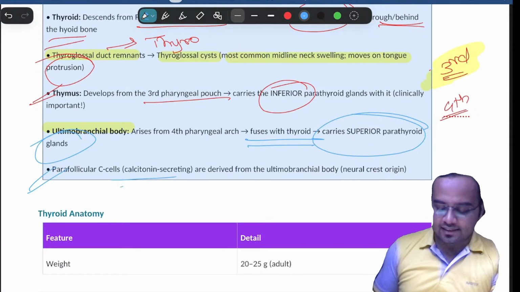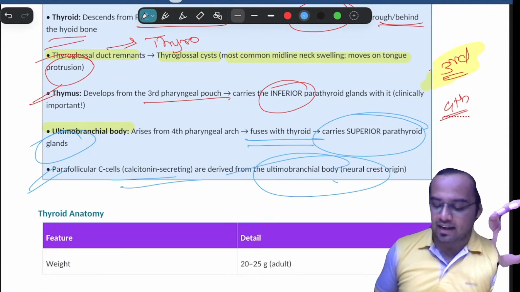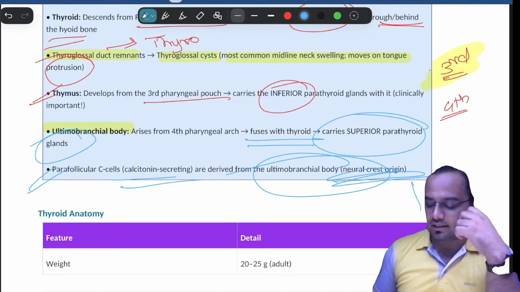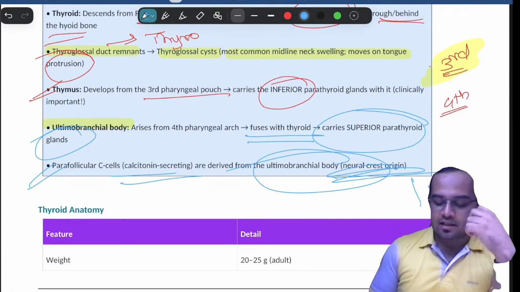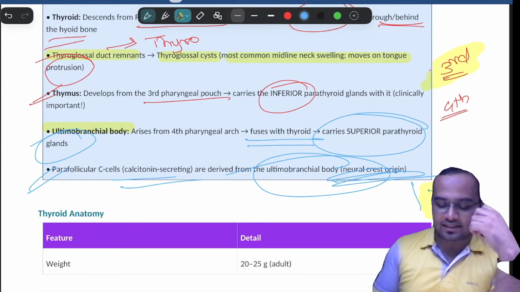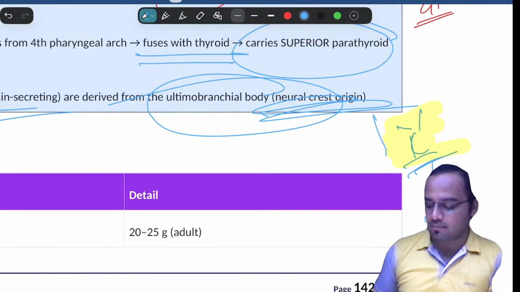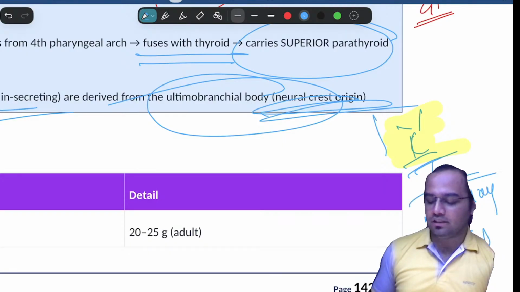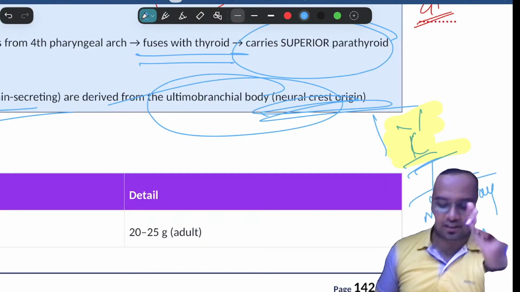Parafollicular C cells are calcitonin secreting cells derived from the ultimobranchial body. So the ultimobranchial body is also going to give rise to what is called the parafollicular cell. These are also called the C cells. Why is the parafollicular cell important? These cells can form a malignancy called medullary carcinoma of the thyroid, which is formed because of multiplication of the C cells.